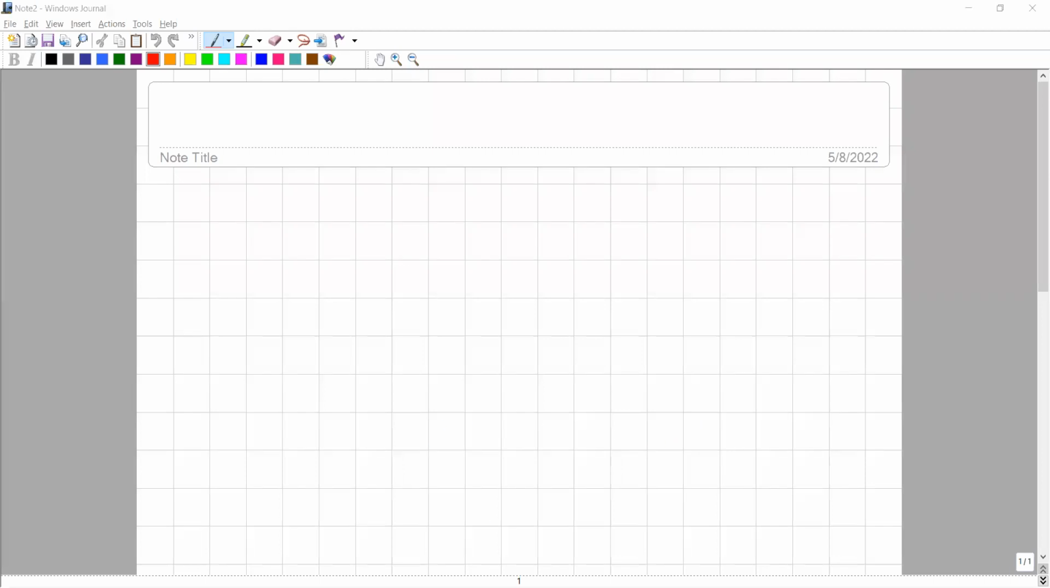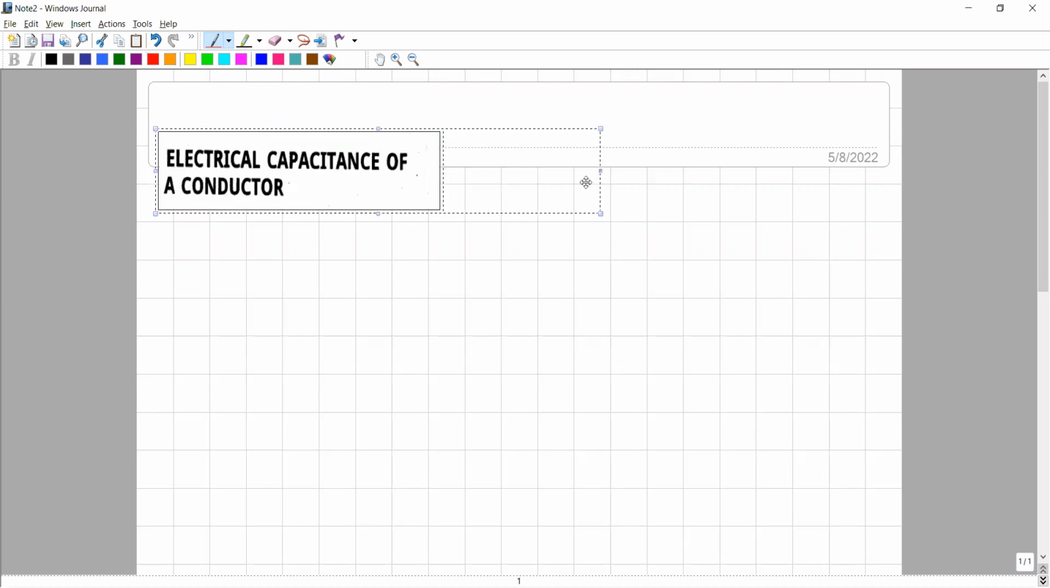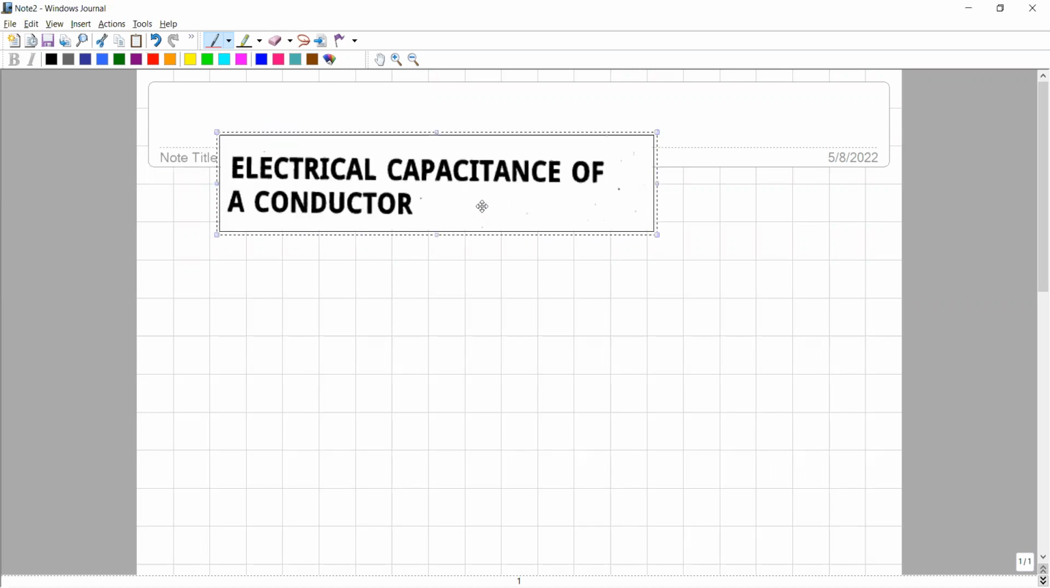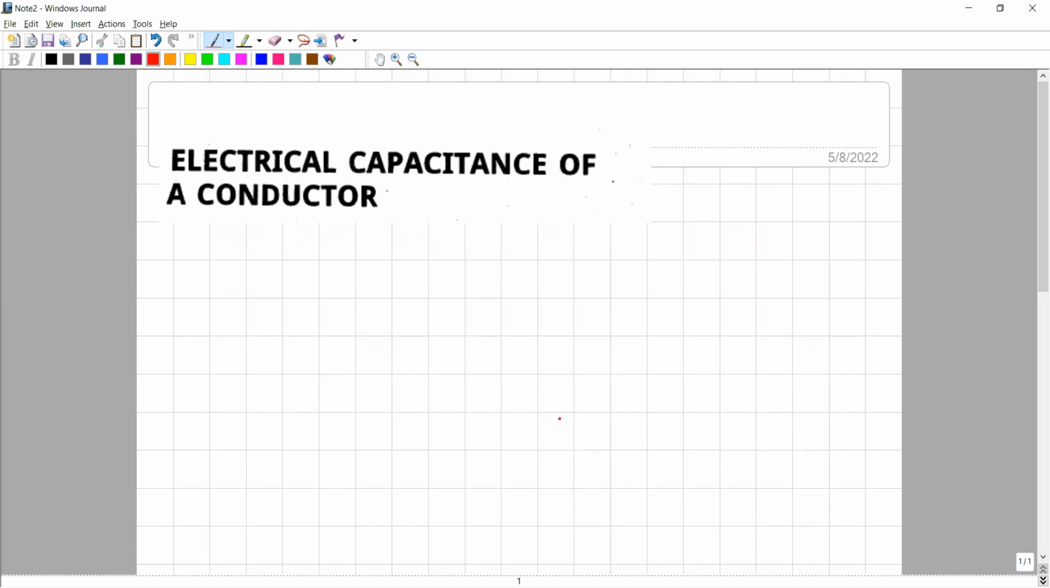Okay, so we have to start this topic, electrical capacitance of a conductor. When you're watching this video, please make sure your notebook is with you, and please write notes. Now, what is electrical capacitance of a conductor? Let's first understand the basic theory, then we'll discuss it extensively.